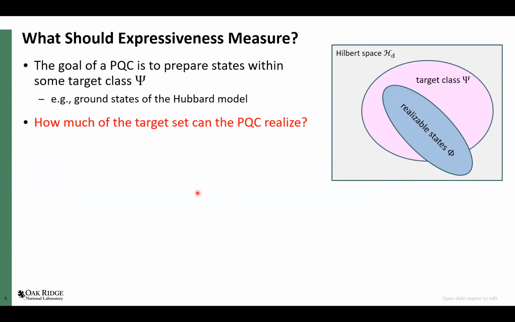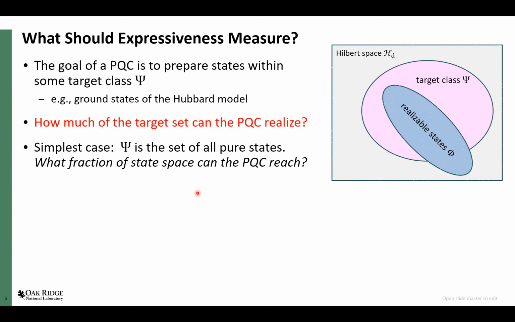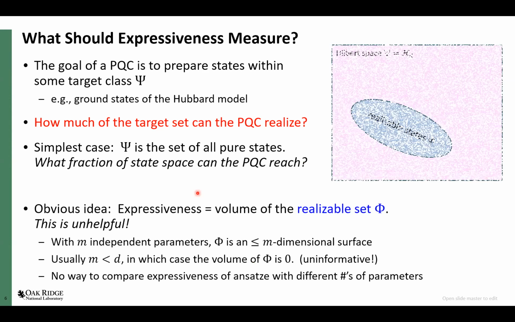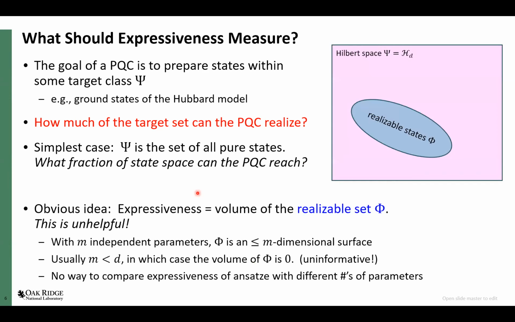Well, that was a little bit too hard of a problem. So I said, well, let's say that our target class is the whole Hilbert space, in which case the question becomes, what fraction of state space can we reach with some parameterized quantum circuit? Now, the obvious idea would be to say, well, the expressiveness is just the volume of this set that I can make. And it turns out that's actually not a very helpful idea for the following reason.